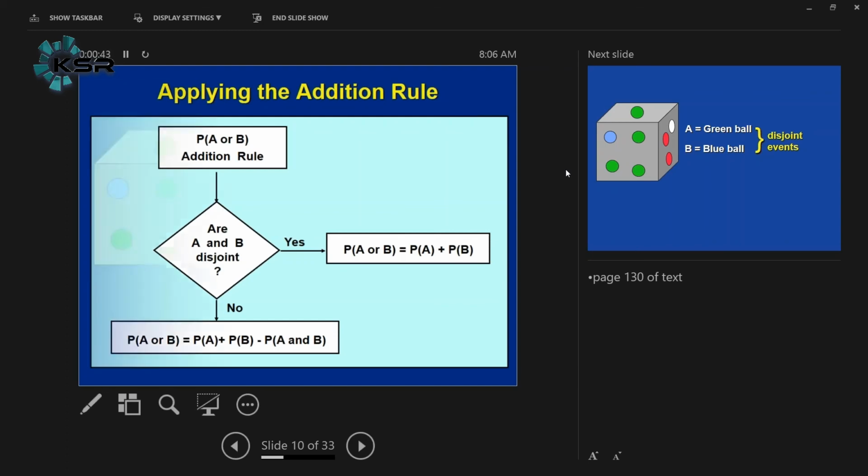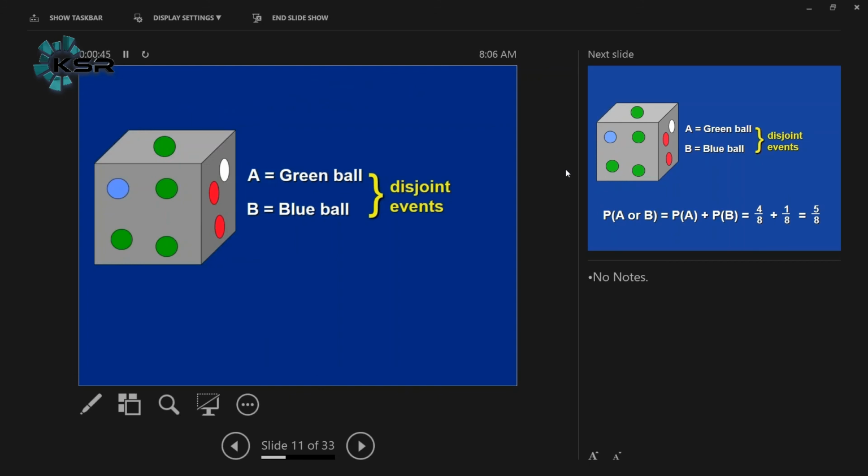Okay, here, let's say A is equal to green ball, B is equal to blue ball. Both are disjoint events, which means there is no common portion in the data set. Then what is the formula? P of A union B is equal to P of A plus P of B.